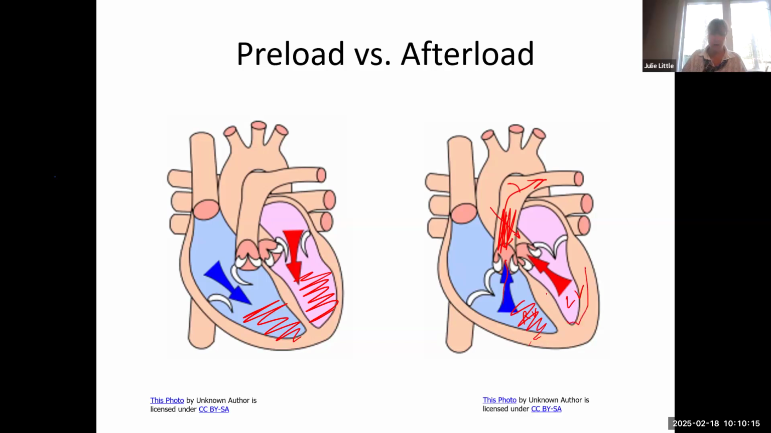When this one contracts, notice how thick the wall is in the left ventricle. It has to overcome more pressure, because maybe this is 80 millimeters mercury in here. Maybe this person has 8 millimeters mercury of pressure in the pulmonary trunk.